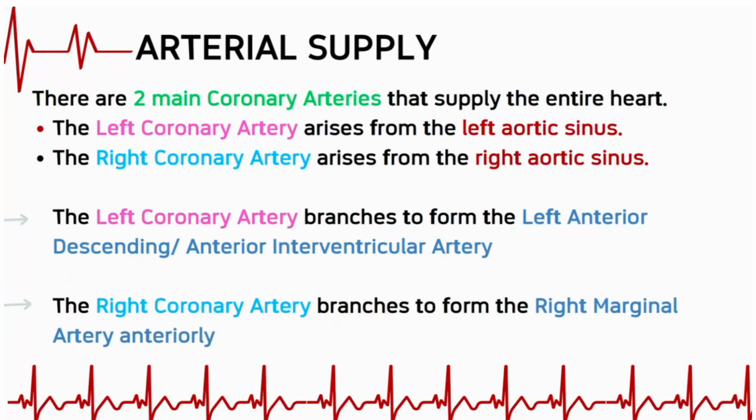Firstly, we have the arterial supply that we need to know. So we have two main coronary arteries that supply the entire heart. We have the left coronary artery and the right coronary artery. Now, the left coronary artery branches to form the left anterior descending artery. So that's the LAD artery.